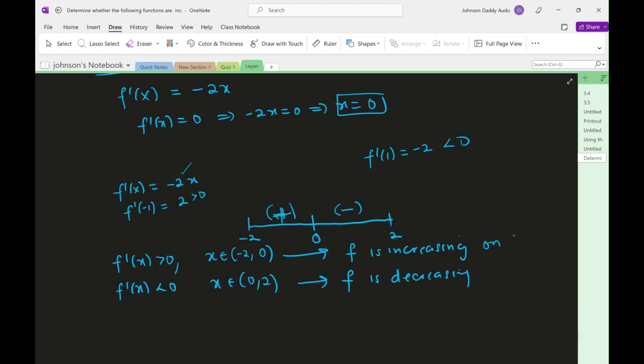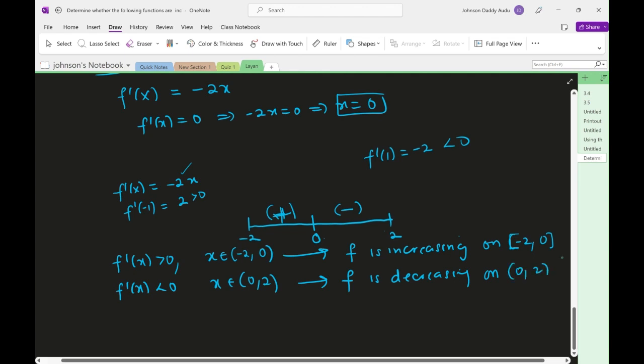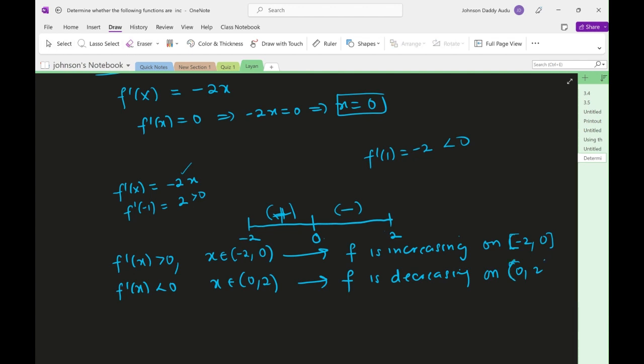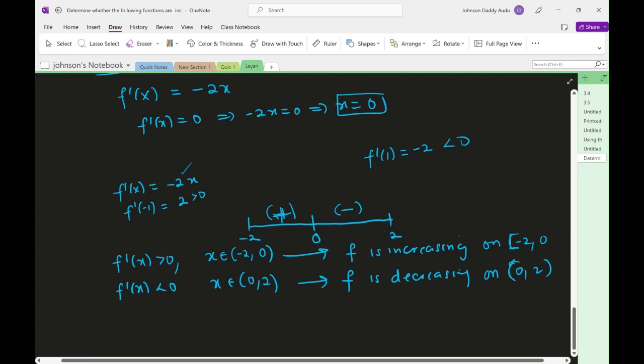So it is increasing on where? -2 to 0 is fine, you can even close it at -2. And decreasing on where? 0 to 2. You can also close this, but I think let's leave them open. Though it depends on what your textbook is using, but any one is fine.